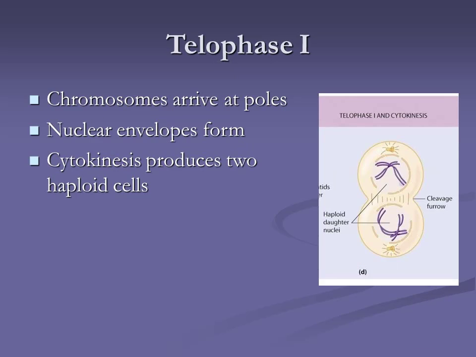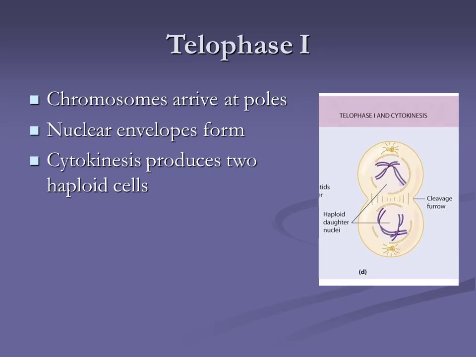Telophase. Our sister chromatids arrive at each pole. Now, how many pair of sister chromatids do we have north and how many do we have south? 23. 23. Do you see how we've already cut it in half? So the reduction happens in PMAT 1. The crossing over happens in Pachytene of prophase 1. The reduction happens in PMAT 1.